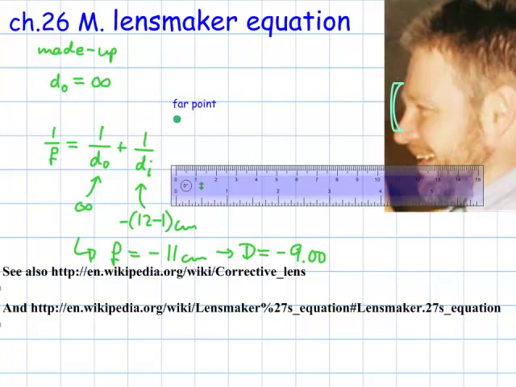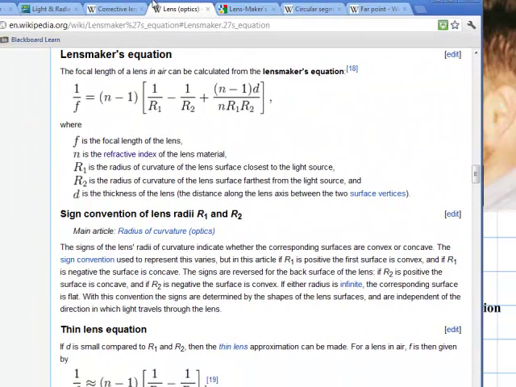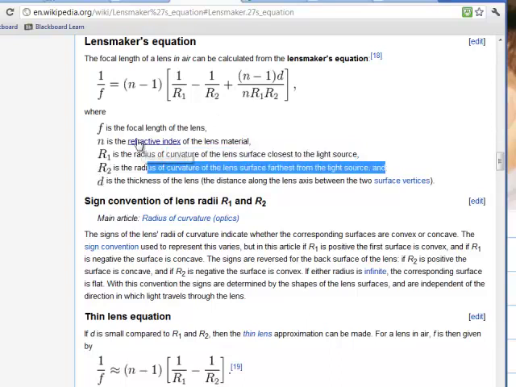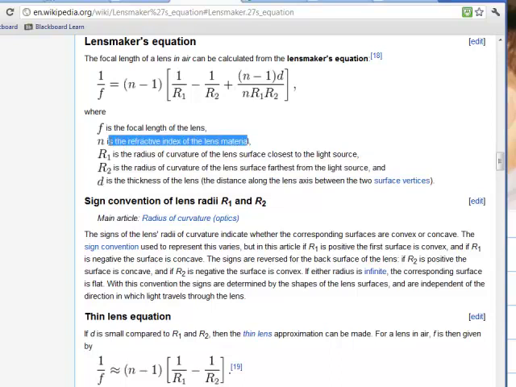Okay, this is the Lensmaker equation. Looks quite complicated. Here's the radius of curvature of the lens closest to the light source, and then there's the radius of the other one, and then here's the index of refraction of the lens material that is being used, and then this is the resulting focal length. This here would be the thickness of the lens. Here it comes.